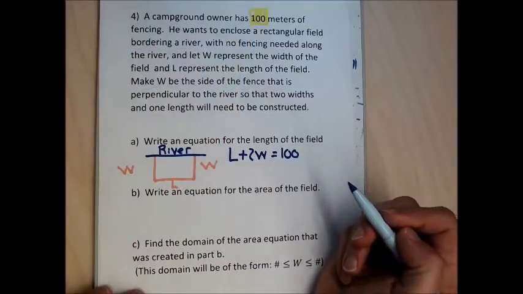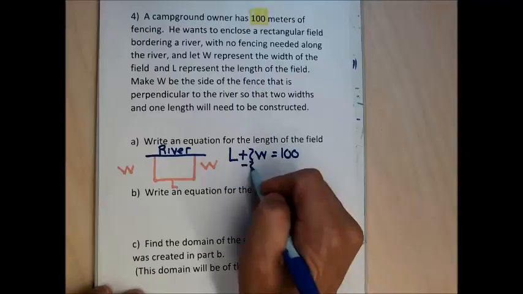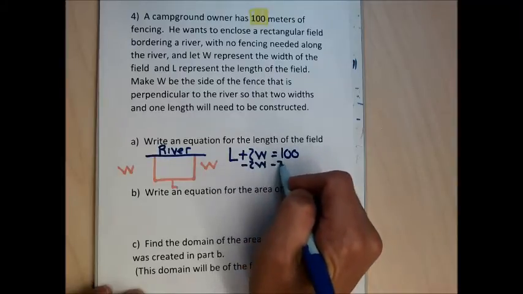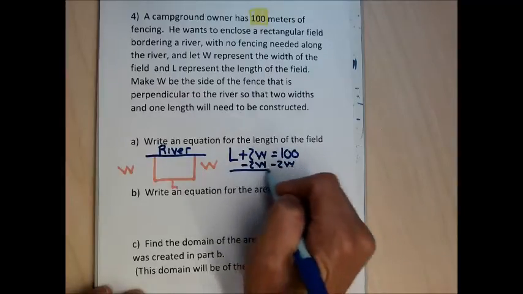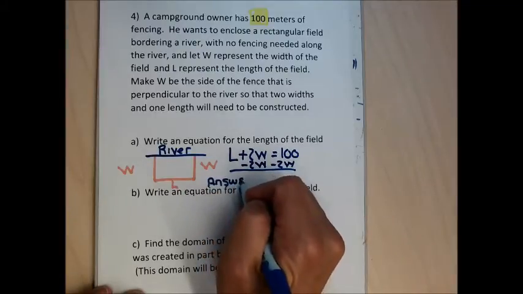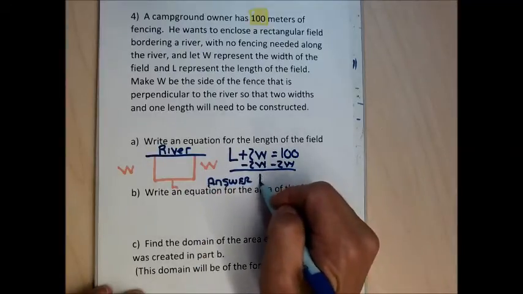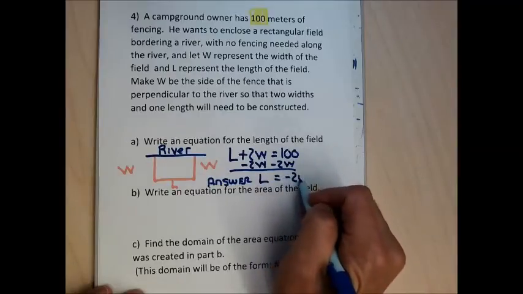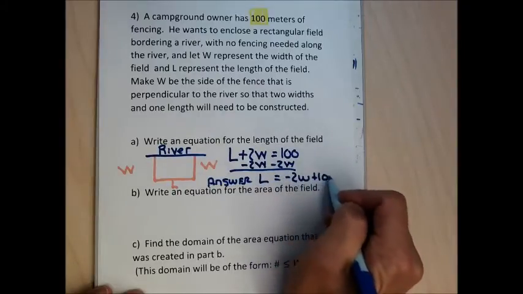To answer question A, I'm just going to solve this for L by subtracting 2W from both sides. The answer to question A, an equation for the length of this field, is the length equals negative 2W plus 100.